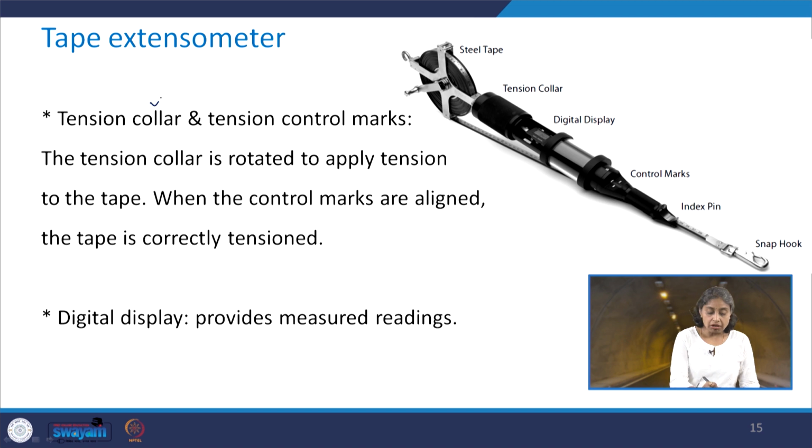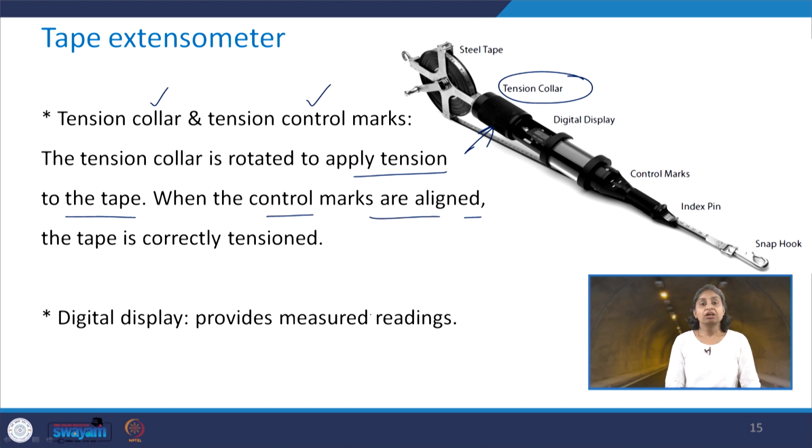There are the tension collar and tension control marks in this particular area. The tension collar is rotated to apply the tension to the tape. When the control marks are aligned, the tape is correctly tensioned. So as I mentioned, it should not be too tight and it should not be loose. It should be correctly tensioned. There is the digital display here in this area, which provides the measured reading values.